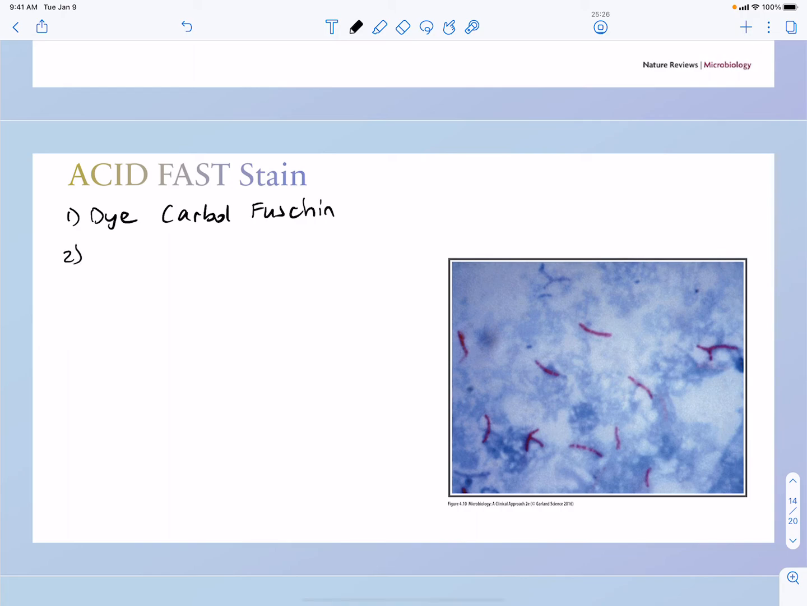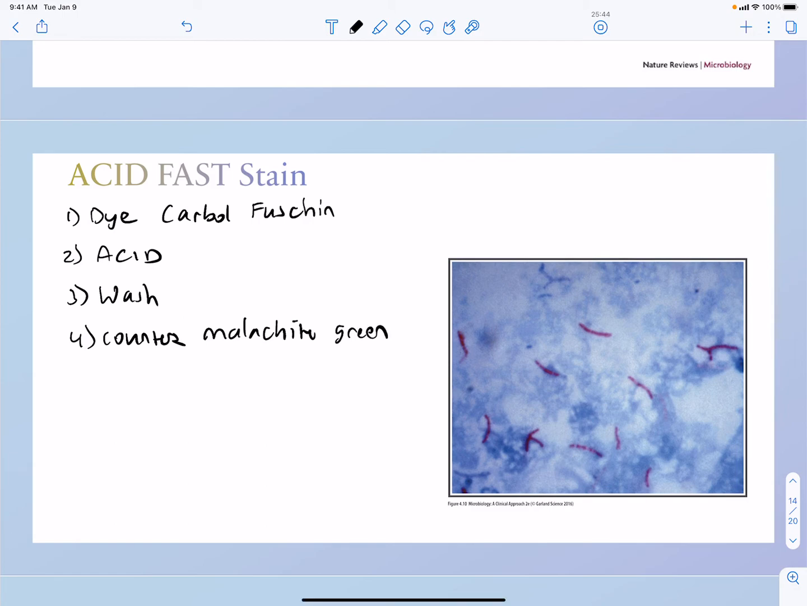And then you are going to wash with an acid or add an acid. And then you're going to wash, and you do a counterstain of malachite green. And so because of the mycolic acid and the capsule, your mycobacterium is able to maintain that carbol fuchsin dye. The acid does not wash it out, so that's why it's called acid fast. Even if you give an acid, it holds fast to the stain. And then they're going to look this nice little fuchsia pink color.